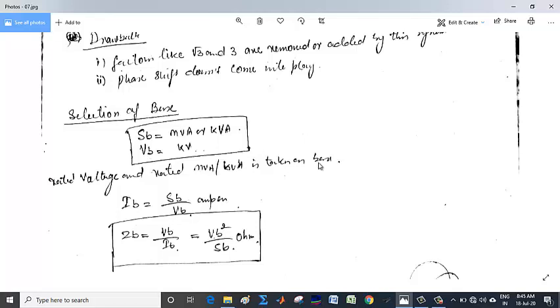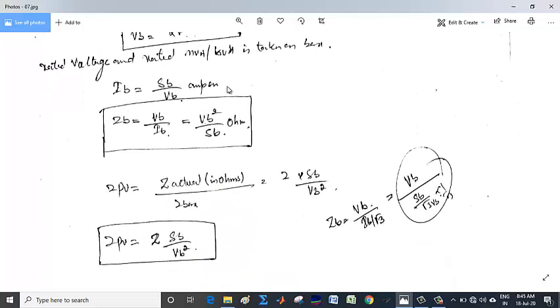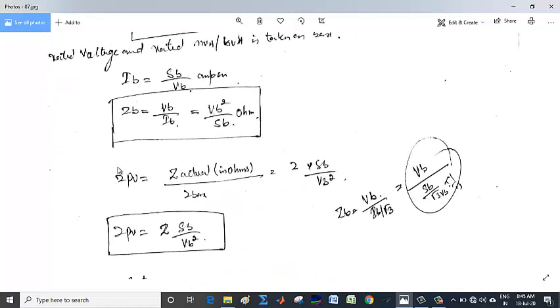SB and VB are taken to be the MVA rating, and from these we can calculate the base value of the current and the base value of the impedance. So when we do this, what is the per unit impedance? That is equal to the actual value of Z in ohms divided by this Z base. So the Z base will be equal to VB square by SB. When we put it here, it will be equal to Z into SB divided by VB square. In general, Z per unit will be equal to Z in actual values multiplied by SB divided by VB square. This formula will give us the value of Z in per unit.